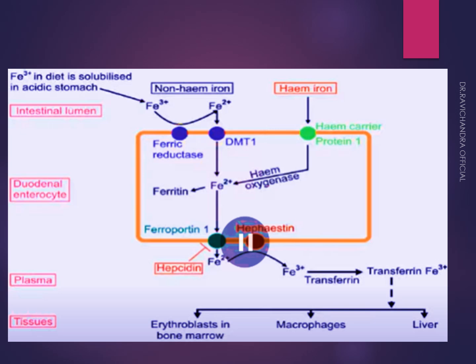So again, Fe+2 is to be transported to various organs through blood in the form of Fe+3. And this Fe+3 is transported to liver, macrophages, and erythroblasts in the bone marrow in the form of transferrin. So the transporter is transferrin and the storage form is ferritin.